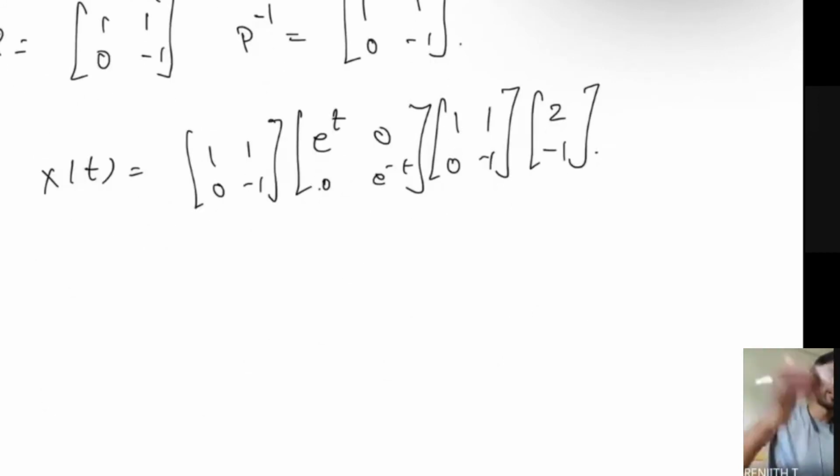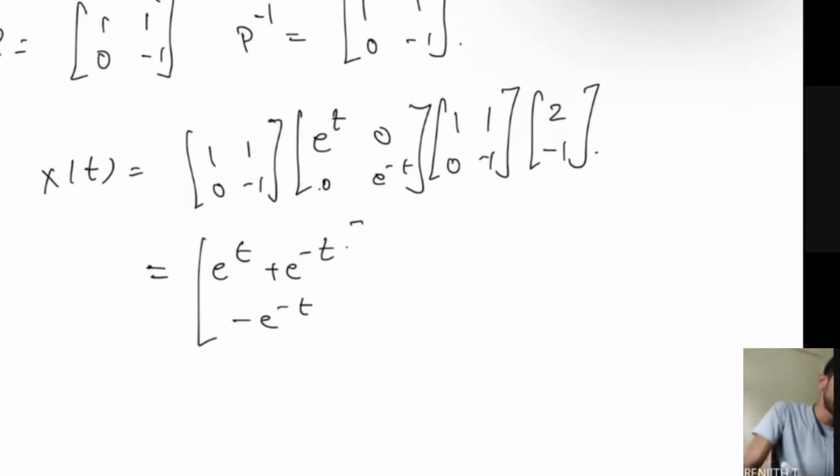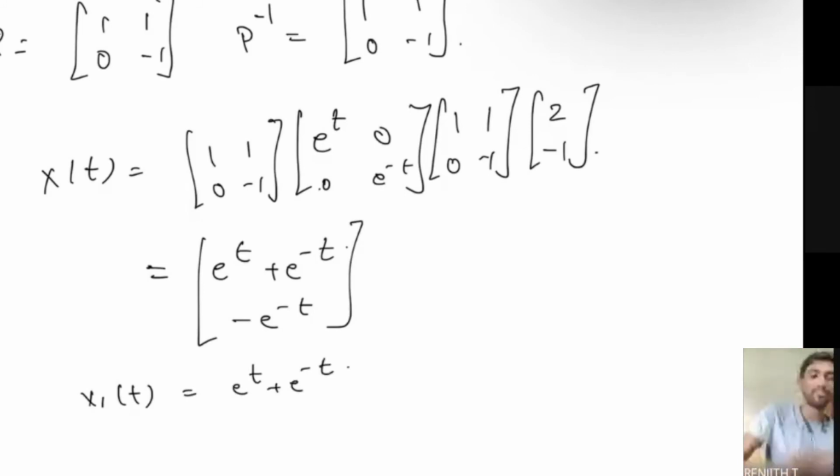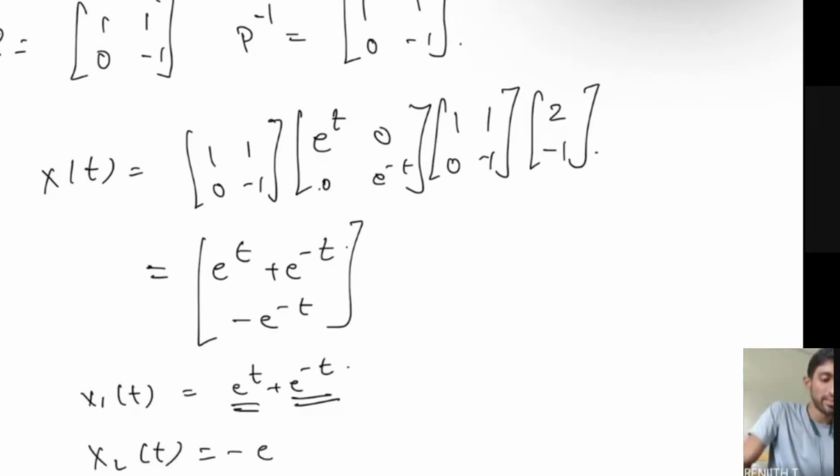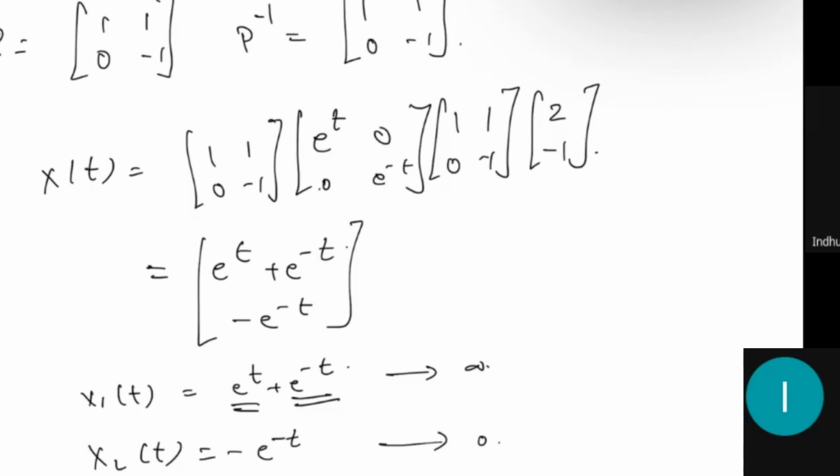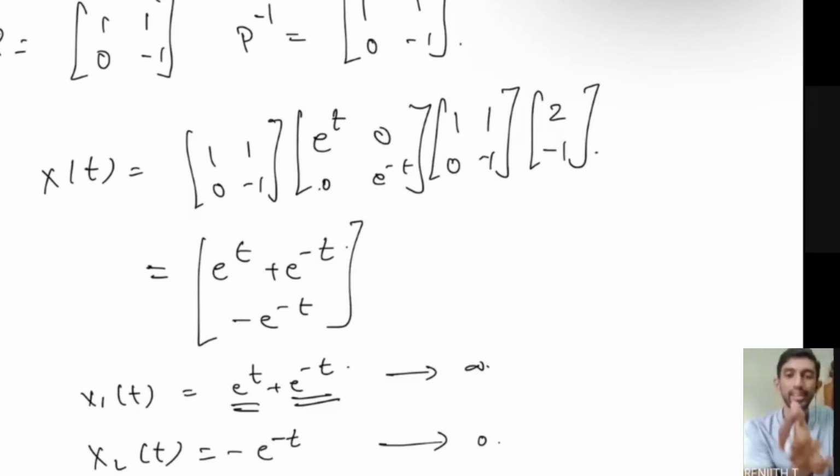Just multiply these things and you get e power t plus e power -t, and -e power -t. That is, x1 of t is equal to e power t plus e power -t. As t tends to infinity, this part goes to 0 and this part goes to infinity. And x2 of t is equal to -e power -t, which goes to 0. So here we are not using any linear differential equation concept.